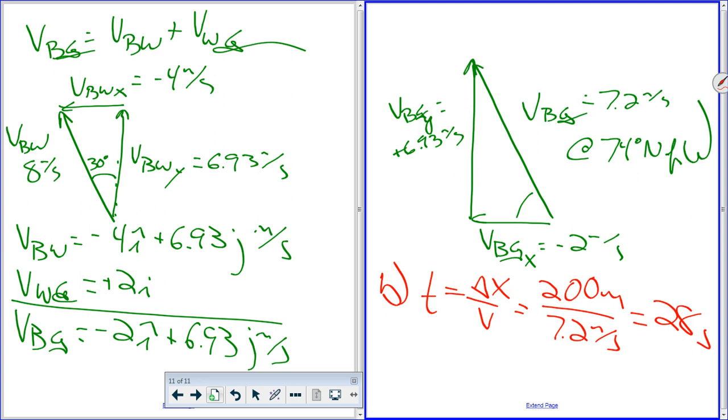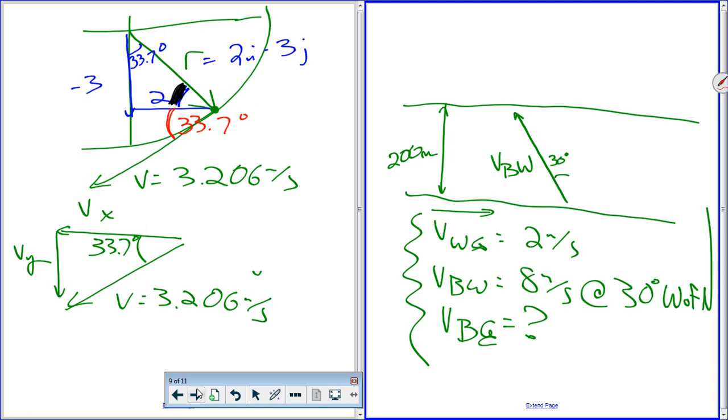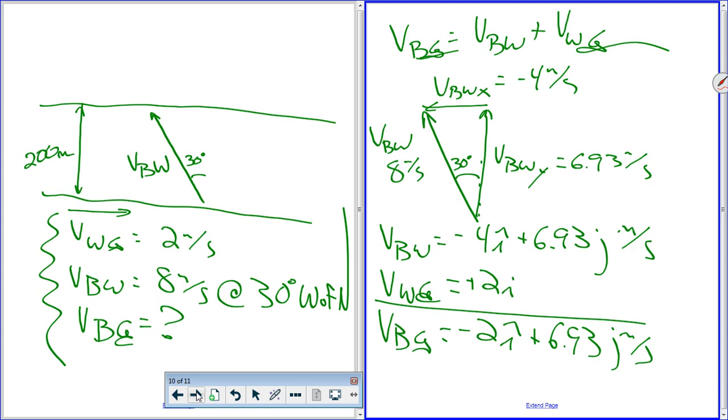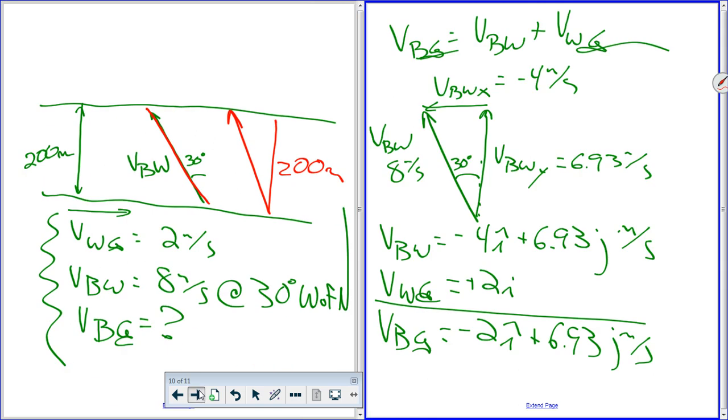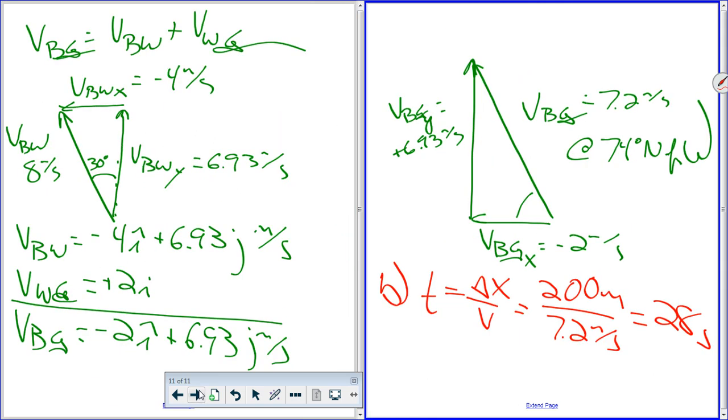There are two ways to solve it. Option one is to figure out, going at that angle of 74 degrees, how far do you actually have to travel to cross the river? It's more than 200, right? The easier way to do it is this: how quickly is the boat making progress across the river? 6.93, right? That's how fast the boat is making progress across the river, because that's the vertical component.